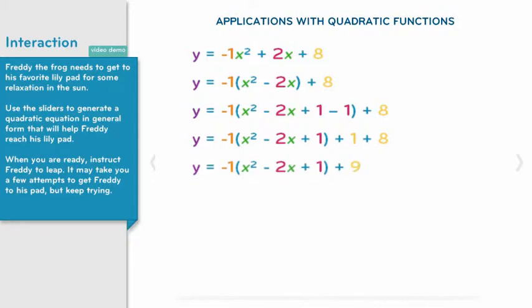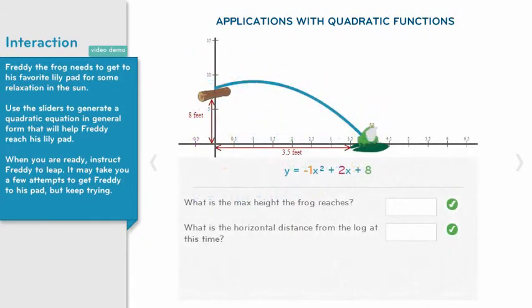And inside of the bracket, we're going to make our perfect square trinomial. So x squared minus 2x plus 1 is the exact same thing as x minus 1 all squared. So now we know that our vertex is located at 1, positive 9. So the frog reached a maximum height of 9, and this occurred at a horizontal distance of 1. Okay, so our maximum height was 9 feet, and that occurred 1 foot over.